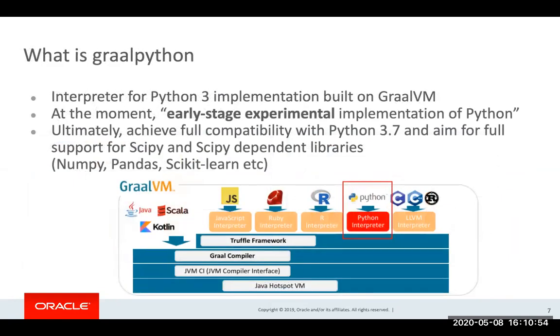Now, going back to GraalPython, this is an interpreter written for the Python 3 implementation. The one you're seeing today is for 3.7.4. At the moment, it's early stage experimental, meaning there's an implementation of Python. Ultimately, we will have full compatibility down the road for Python 3.7, and aim to have full support for SciPy and other dependent libraries like NumPy, Pandas, scikit-learn, and so on as well.